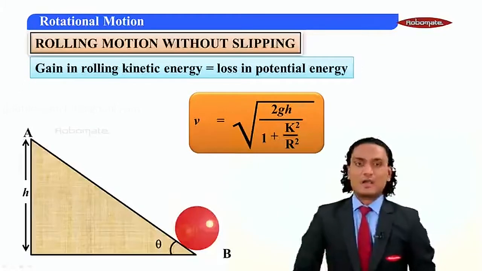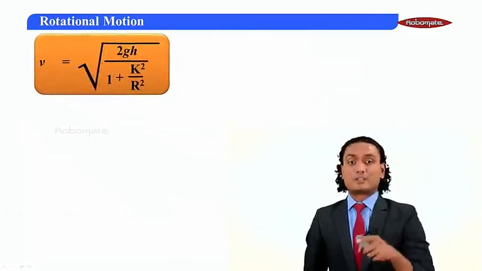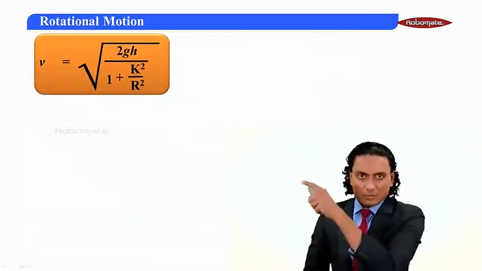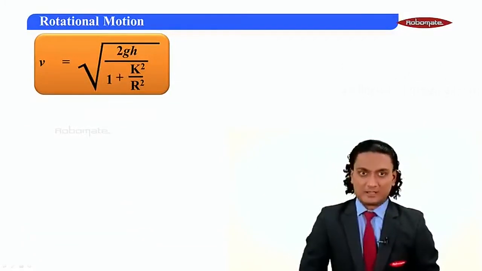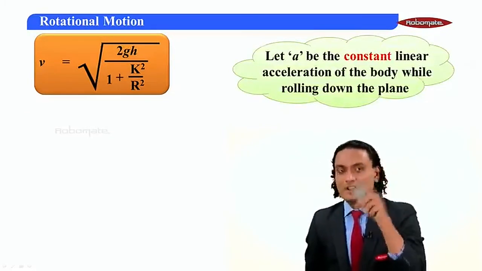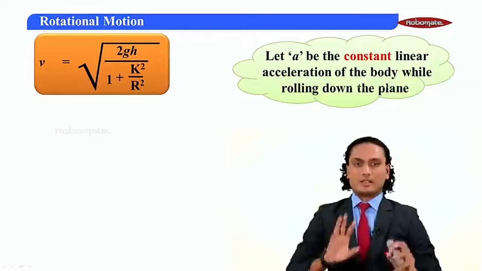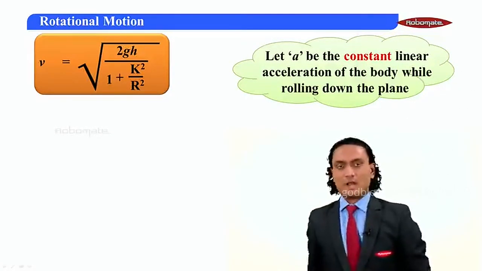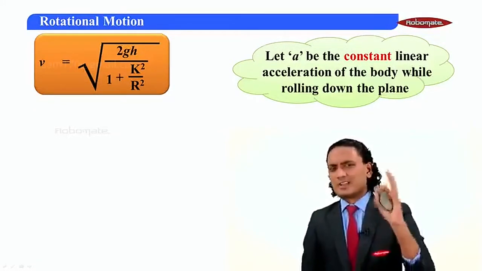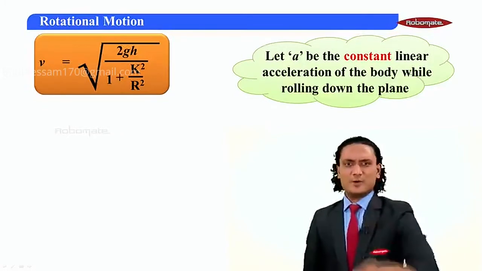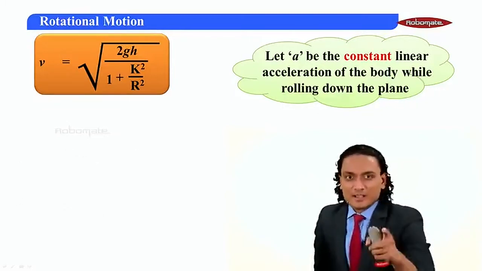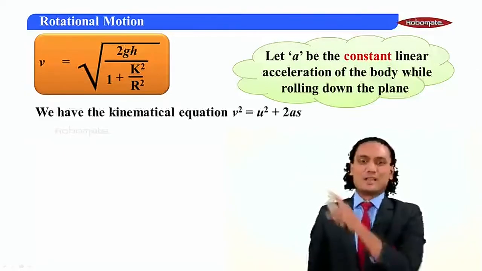Now in this module, we are going to derive an expression for acceleration of the object rolling down the inclined plane. This sphere was rolling down the inclined plane under the action of gravity. So let A be the constant linear acceleration of the body while rolling down the inclined plane. How do I find out this A? From 11th standard, we can use a kinematical equation: V square is equal to U square plus 2AS.